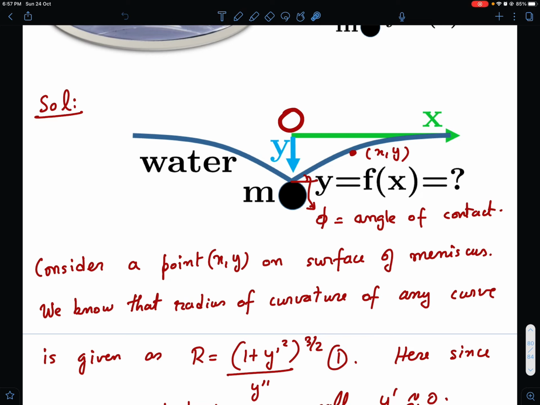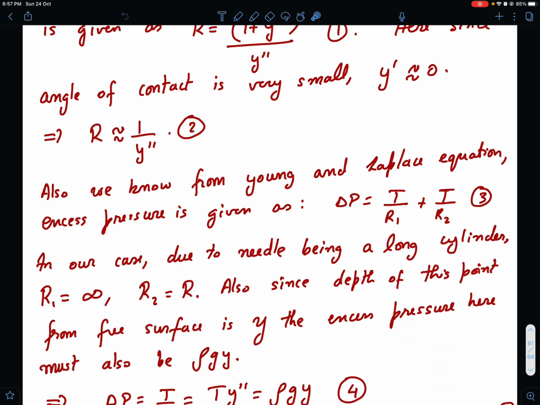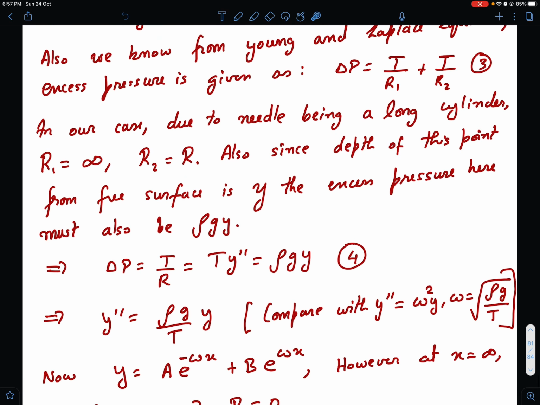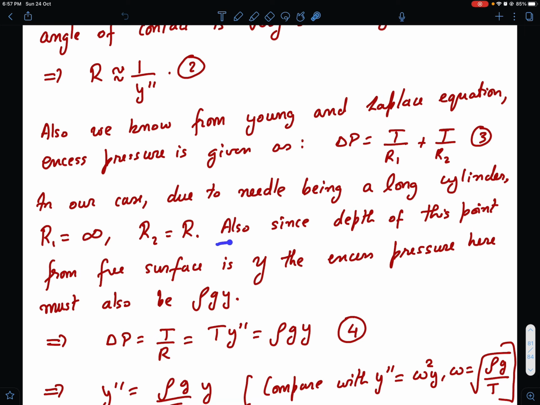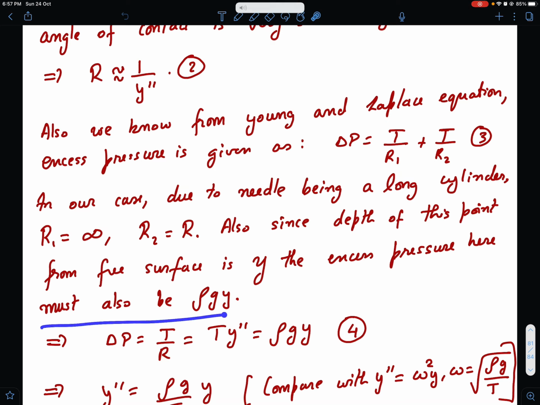So I have expressed excess pressure in two ways. One is using the Young-Laplace equation, and the other using the standard equation in hydrostatics, that is, pressure at depth y is rho gy. Okay, so that's what I've written. So since the depth of this point from the free surface is y, the excess pressure here must also be equal to rho gy. So what do we get?